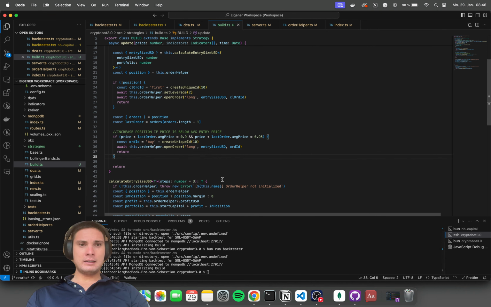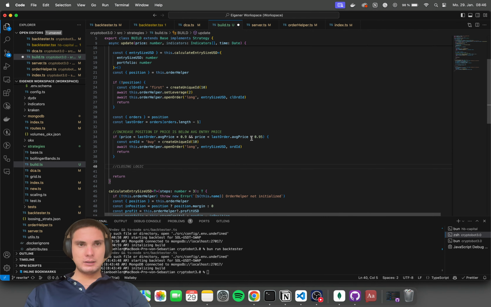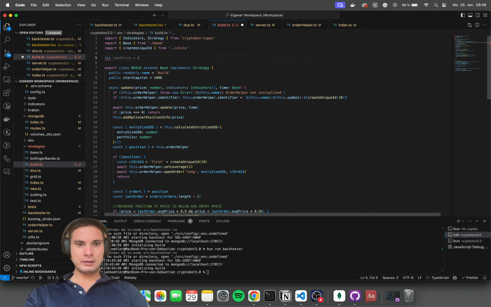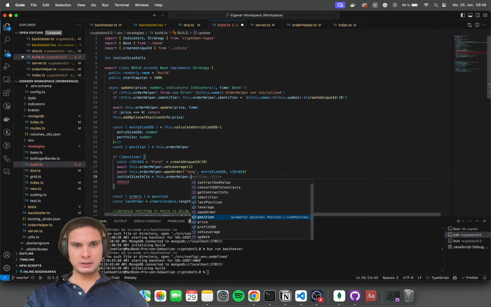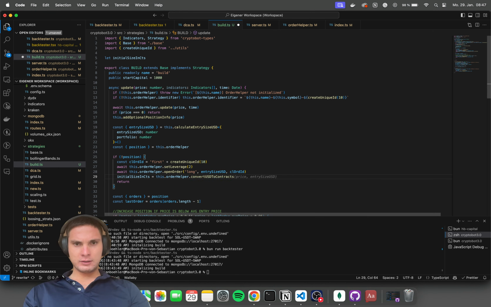And now I want to add, let's say here, let initial size, and always in here, if the order was successful, we say initial size in contracts equals this dot order helper dot convert USD to contracts.